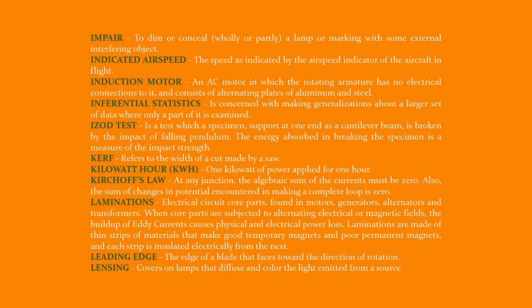Laminations, electrical circuit core parts found in motors, generators, alternators and transformers. When core parts are subjected to alternating electrical or magnetic fields, the buildup of eddy currents causes physical and electrical power loss. Laminations are made of thin strips of materials that make good temporary magnets and poor permanent magnets, and each strip is insulated electrically from the next. Leading edge, the edge of a blade that faces toward the direction of rotation.